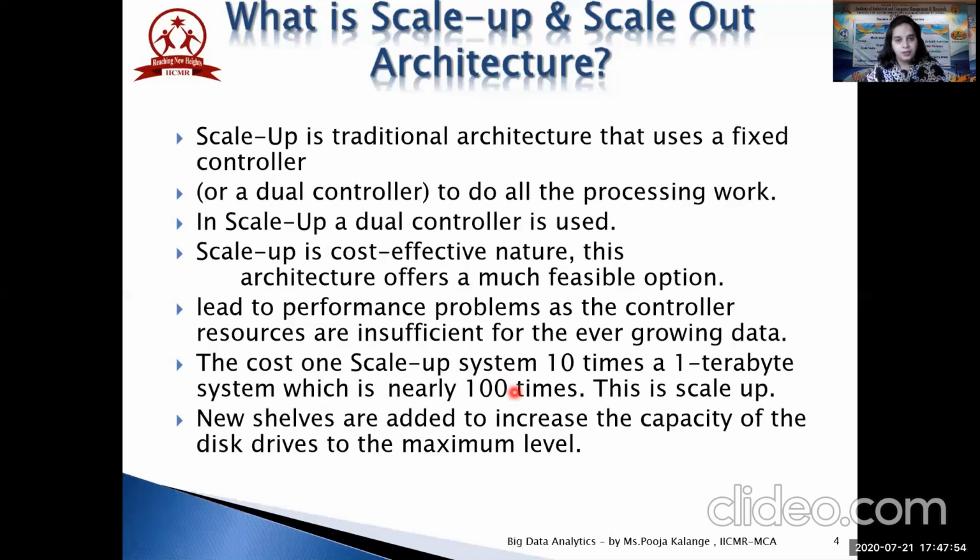Also, since this is an example of vertical partitioning, you need to add new shelves in order to increase the capacity of your disk drives to the maximum level. So this becomes one drawback of the scale-up architecture. So one idea which came to us was the scale-out architecture. Let's see what the scale-out architecture is.